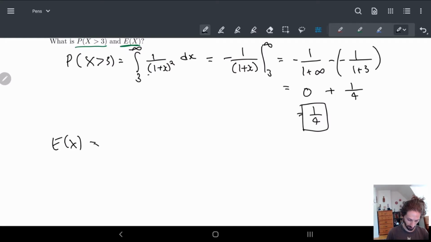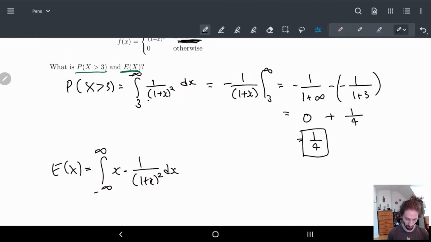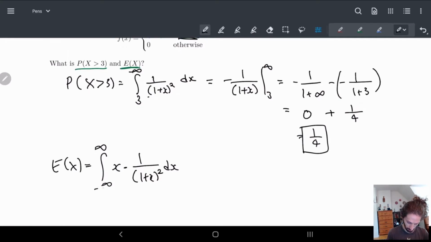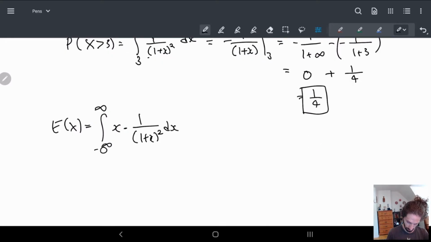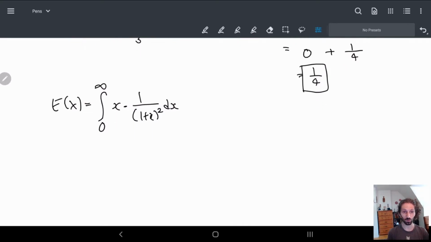Well, expected value is basically the integral from minus infinity to infinity. We just take everything: x times my formula, 1 over (1 plus x) squared dx. Notice here how we're defined over x greater than 0, so technically I can just make the lower bound 0. Okay, nice. So what is this equal to?